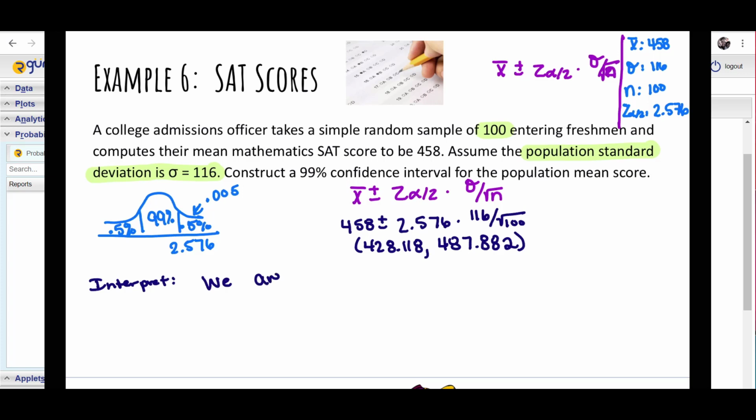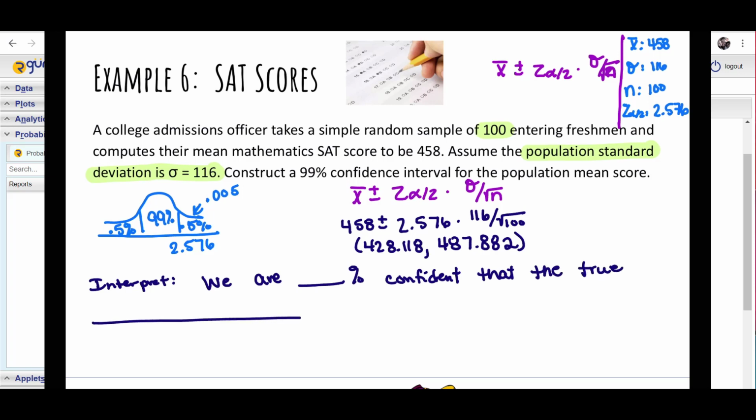We are blank percent confident that the true, and then the parameter we're estimating in context, is between blank and blank, period. And we fill those in.